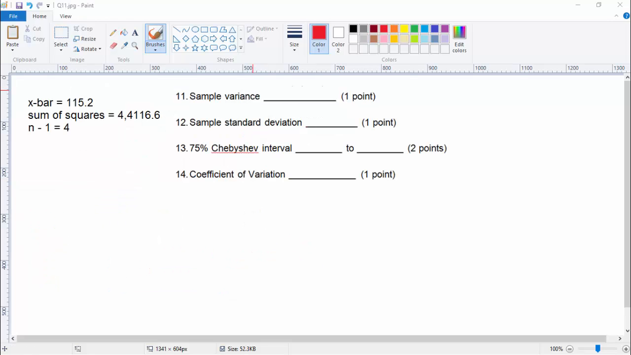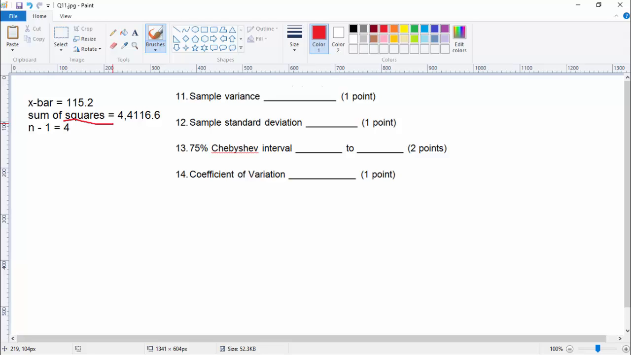Okay, we're on the home stretch here. We have questions 11 through 14, and you'll see that I just copied our earlier calculations over here because we need that information for these questions. Okay, so let's start with the sample variance. Remember that third column where we made the squares? Remember the squares? And why did we make the squares?